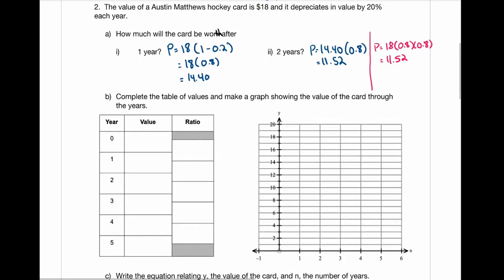So if I want to continue this pattern or relationship and fill out my table, year 0 was 18, so the original value was $18. After 1 year, it was $14.40. After 2 years, it was $11.52. How do I figure out the third year? Well, I could go back to this patterning, $18 times 0.8, and because it's 3 years, I'm going to multiply by 0.8 3 times, or to the power of 3. And after 3 years, I should get that it's worth $9.22. For 4 years, 18 times 0.8 to the power of 4.